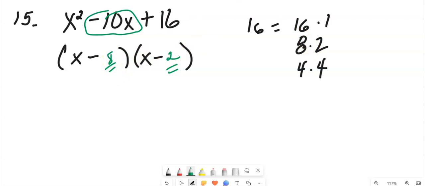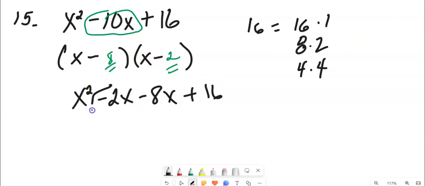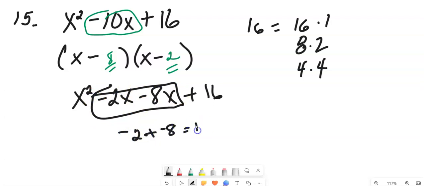Okay, 8 and 2. Now, if I was to multiply this back out, I want to make sure that I come back to this right here. So I have x squared. x times x gives me x squared, and x times negative 2 gives me negative 2x, negative 8x, and then a negative times a negative gives me positive 16. And if I was to combine these like terms, negative 2x plus negative 8x would give me a negative 10x. So this is correct.